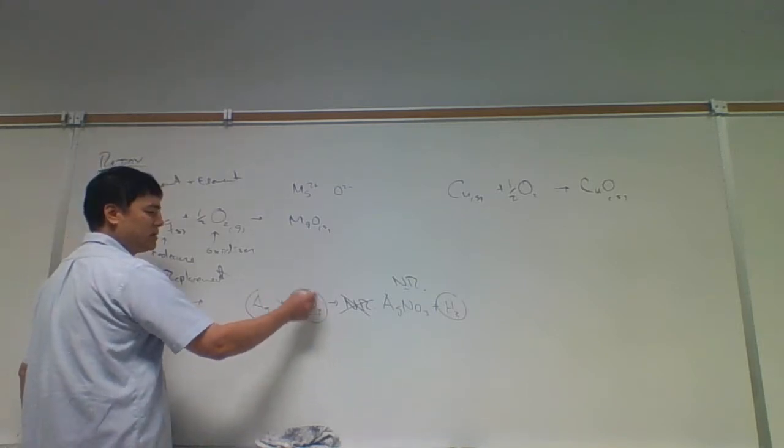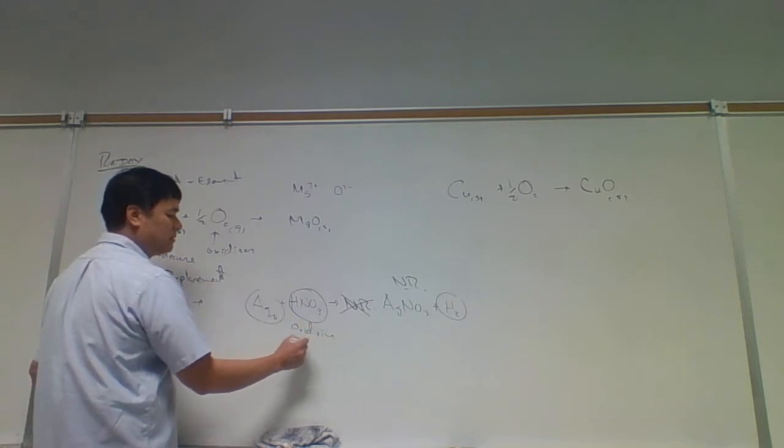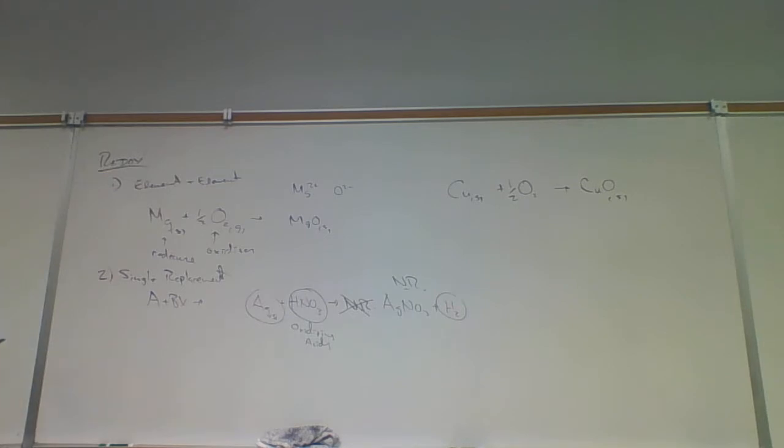This is a special acid. This acid is called an oxidizing acid. Single replacement fails for oxidizing acids. For mineral acids, it works. Like if this were HCl, no problem. HCl is what we call a mineral acid. And so what's the difference between an oxidizing acid and a mineral acid?